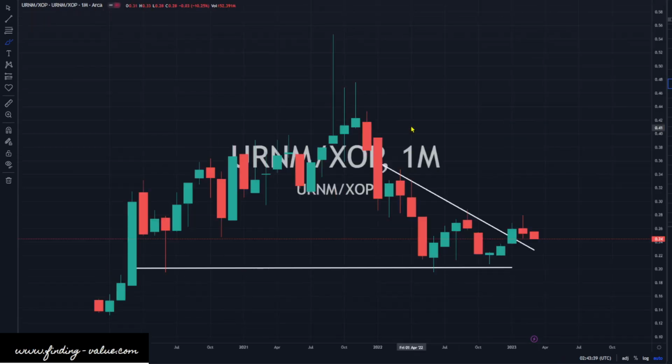URNM to XOP, we are kind of breaking this to the upside here of this downtrend line. And I do think eventually uranium will outperform everything. It just needs to wake up and break out of its big patterns. It's still consolidating. We are getting closer.